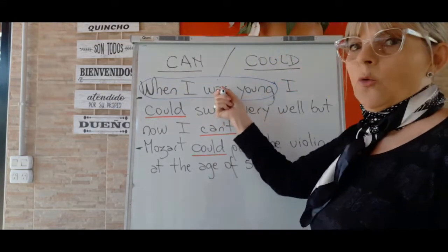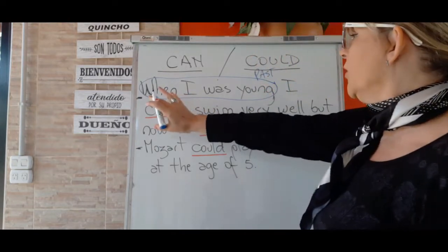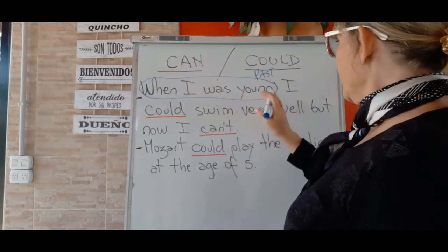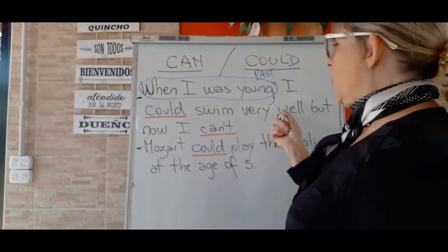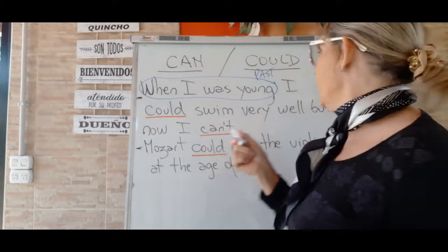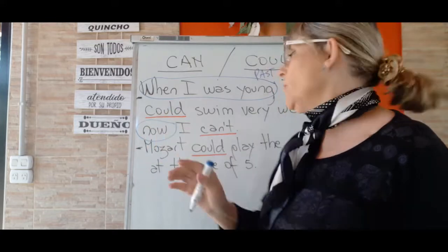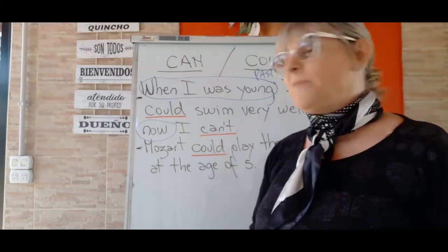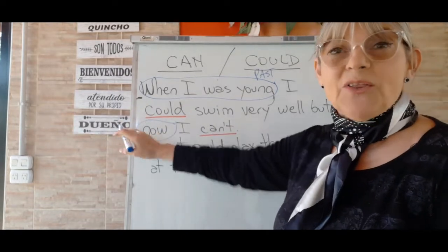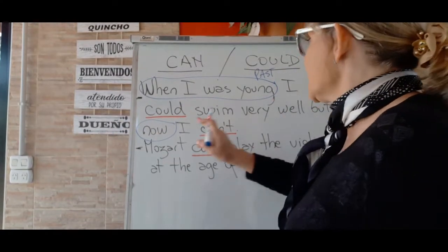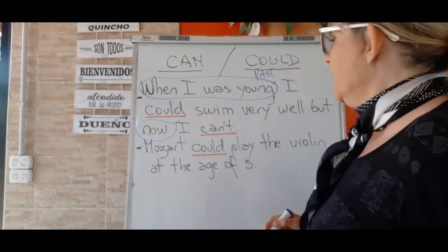When I was young, here we are talking about the past, ¿ok? Acá hablamos del pasado. When I was young, cuando yo era joven, I could swim very well. Podía o sabía nadar muy bien. But now I can't, ¿ok? Esto es una diferencia entre el pasado y el presente. In the past, I could swim, but now I can't.